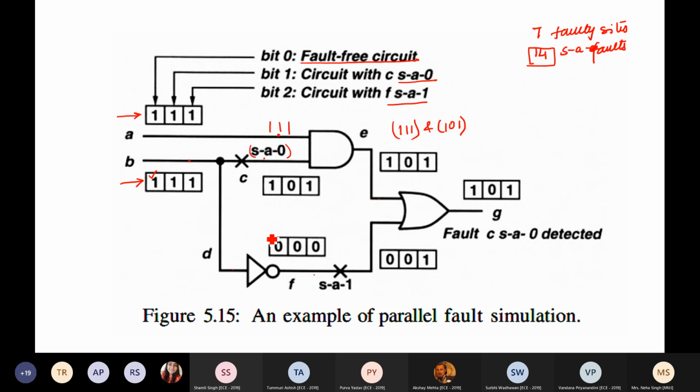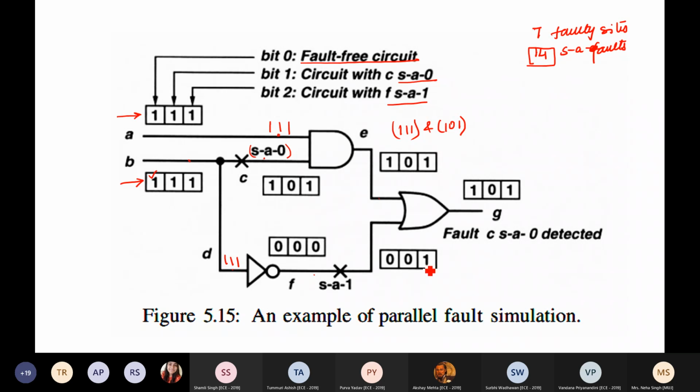Okay? Similarly, this input at B is seen at D because here there is no fault. So the input to this NOT gate becomes 1 1 1. What will be the output of the NOT gate? 0 0 0. But now I have to implement a fault which says F stuck at 1. Right? F stuck at 1. It simply means that bit 2 will go to 1.